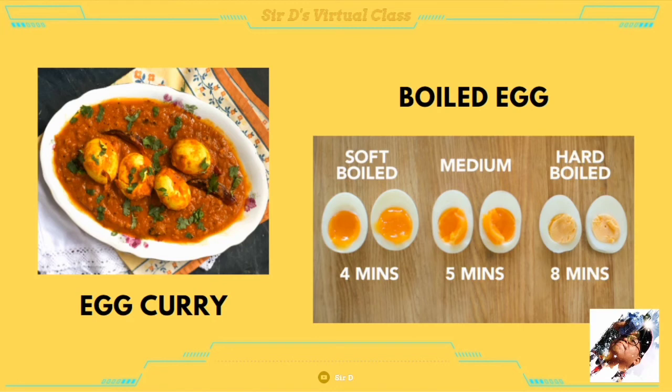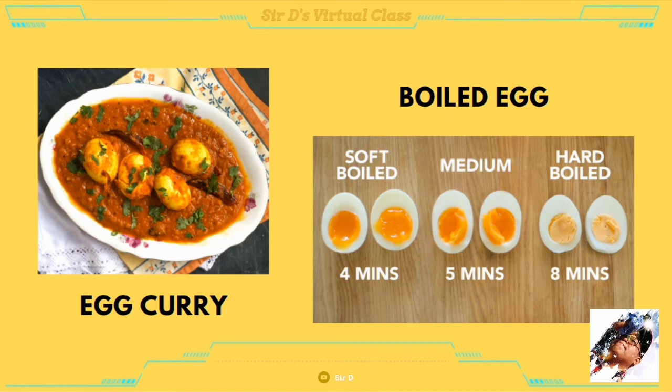Egg curry. Of course, when we hear the word curry, it will definitely be coming from India. So together with some spices, onions, tomatoes, which are sauteed together with the curry, you just drop down there your boiled eggs and voila, you have your egg curry.